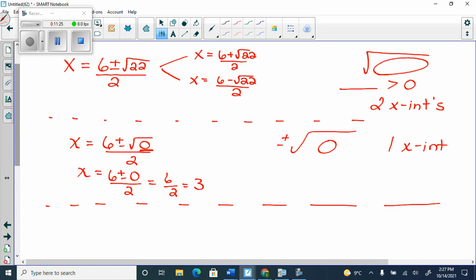So I've dealt with when that's 0. I've dealt with when it's greater than 0. What have I not dealt with so far? When it's less than 0. So say I give you the 6 and the 2, just like before. But now I go plus or minus the square root of negative 16.